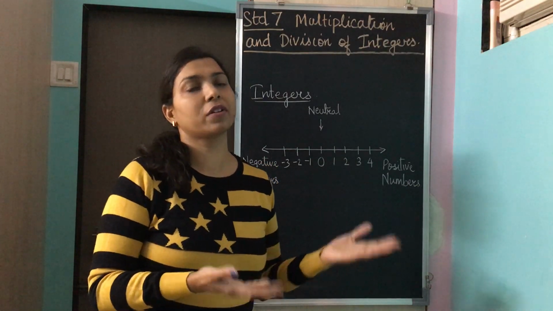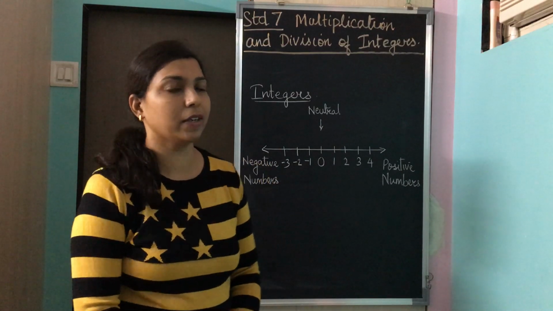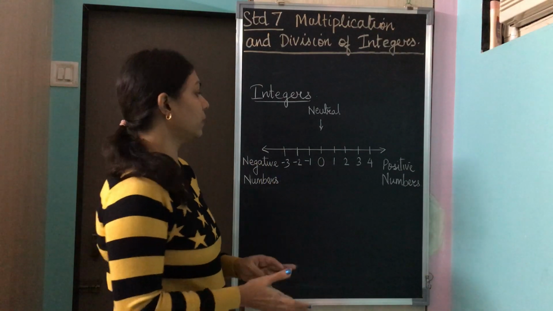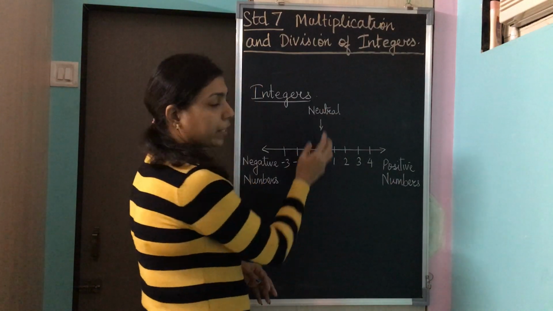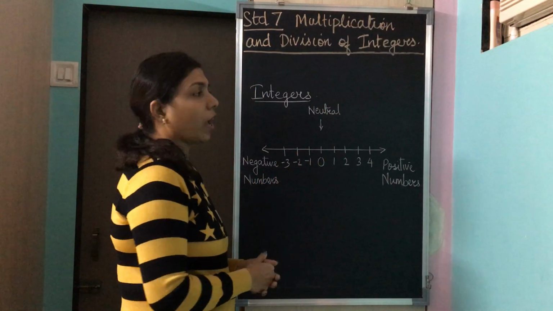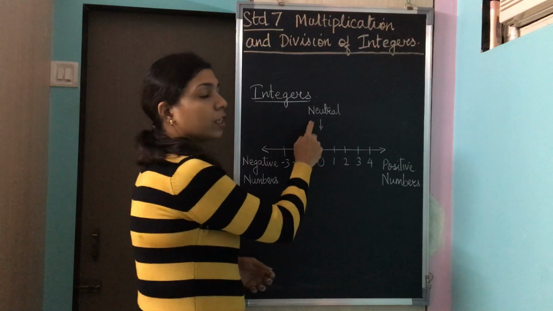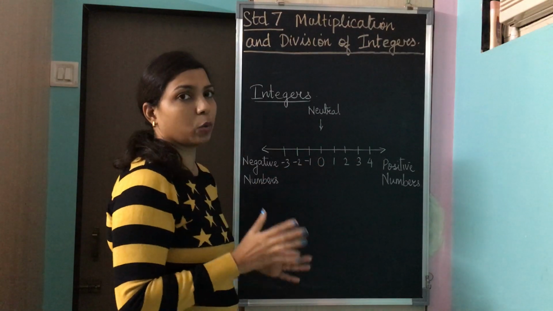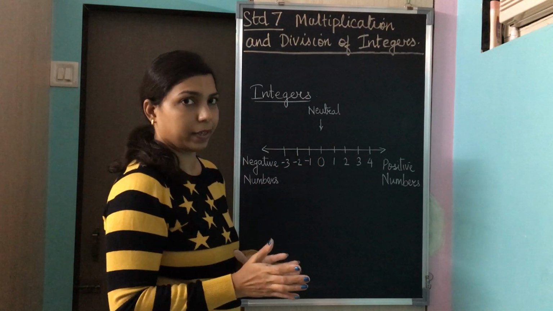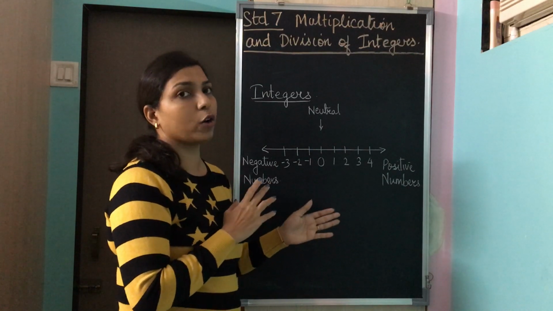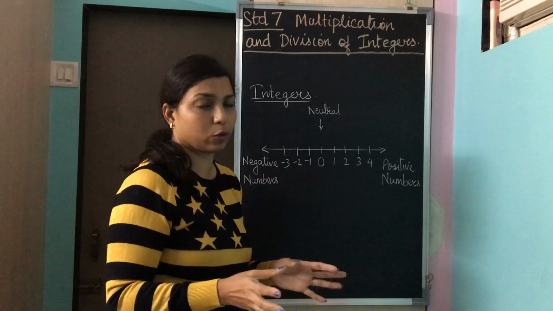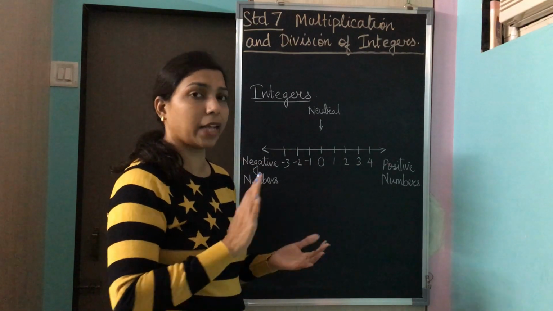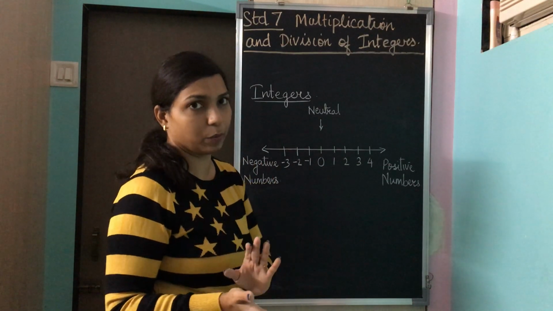Just to recall it, just to remember it once again, integers consist of your negative numbers, your positive numbers and your number 0. Okay? And 0 is a neutral number, which means that you cannot say that 0 is negative or positive. We cannot show the number 0 with any sign. It is neither negative nor positive.